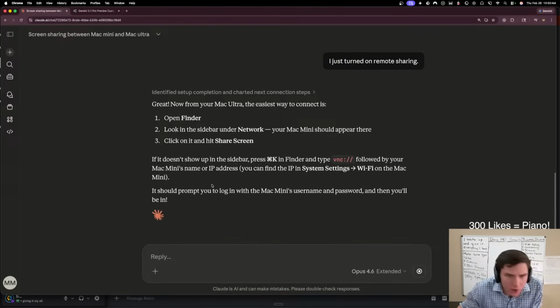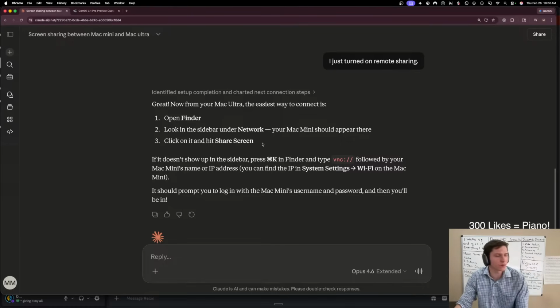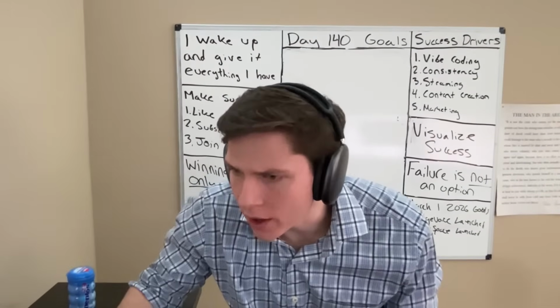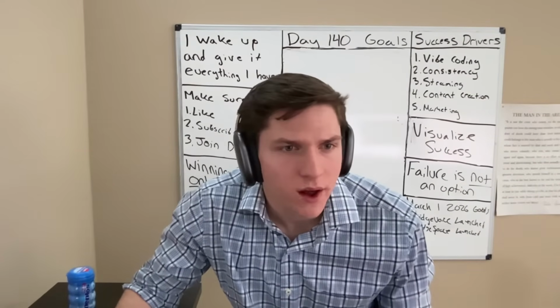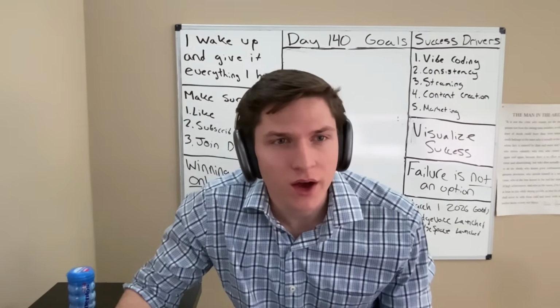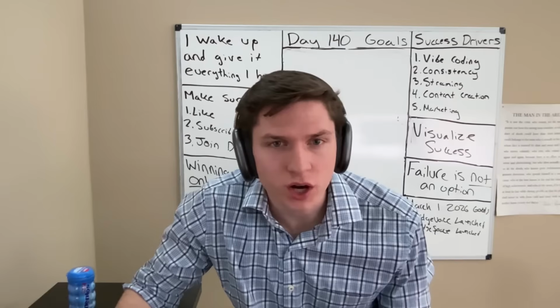Okay, so right now, if you guys are just tuning in, we are working with OpenClaw today to set up OpenClaw agents for vibe coding, okay? This is gonna be very important for us to do. All right, open Finder, look in the sidebar under network, your Mac Mini should be there. Okay, let me try this. Let's check. Network. Oh yeah, it is. Okay, screen share.